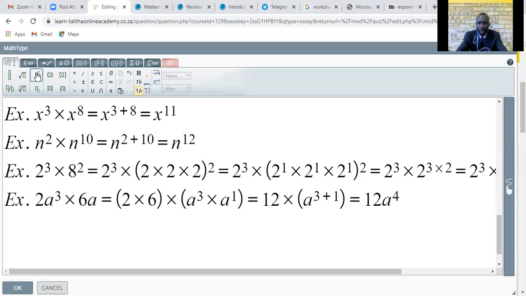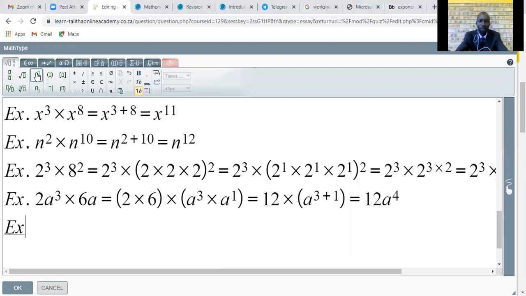Still under this first law of indices. Now, just one more example, which still uses the laws of exponent or indices, which we call the first law of exponent.